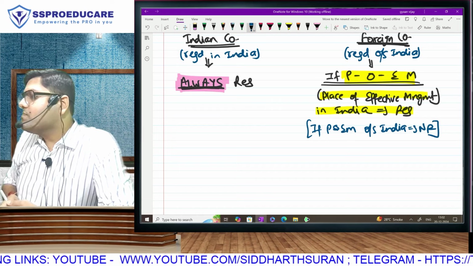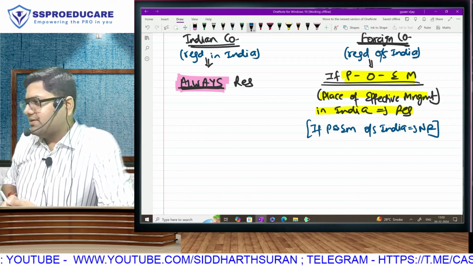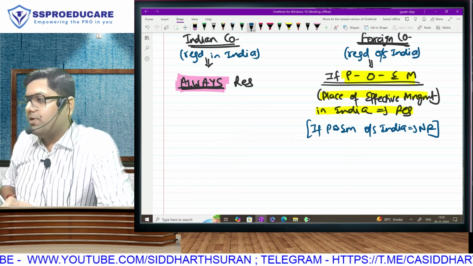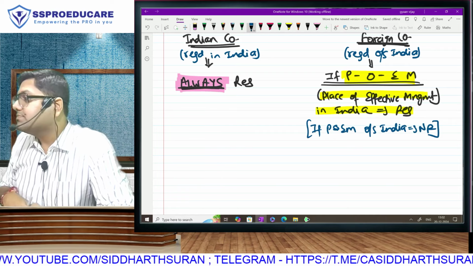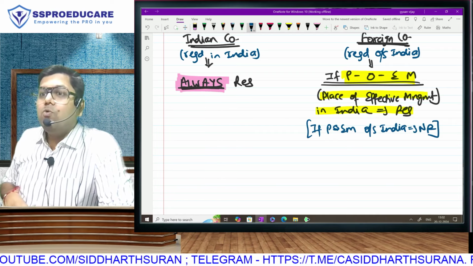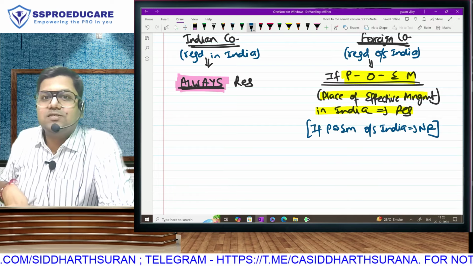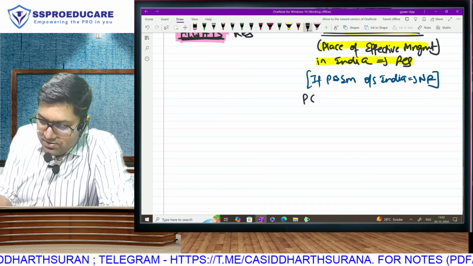Indian company is always resident. Foreign company will be resident only if POEM is in India. And then I am asking you to ask me a question. How, that question automatically, this answer will automatically answer that question, sir. What do you mean by place of effective management?